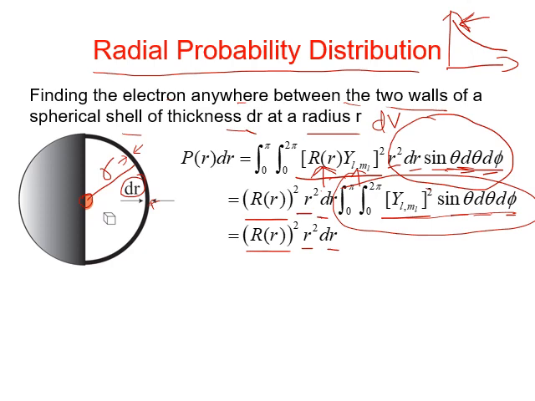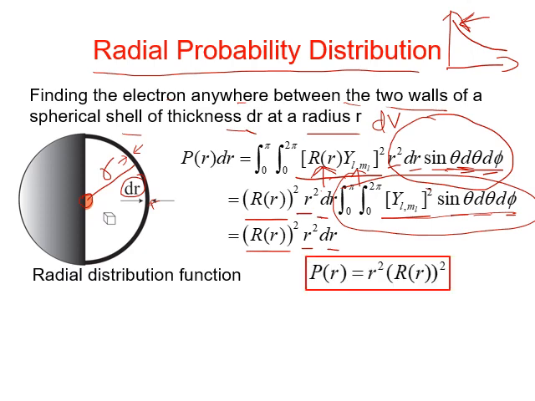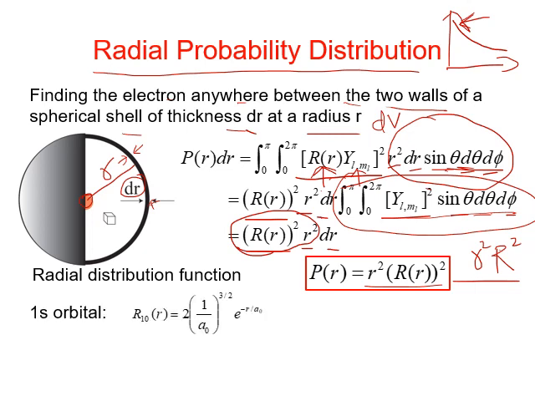The radial probability distribution is defined as this, R squared times r squared. So you see the probability distribution is not just the radial wave function squared, but you need to multiply by the distance squared, and that gives you the probability distribution function. For example, for the 1s orbital, here is the wave function. The radial probability distribution is the square of this times r squared. So how does this wave function look? We'll see in the next slide.